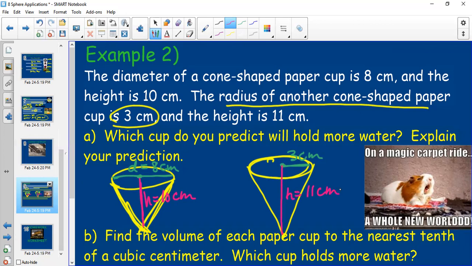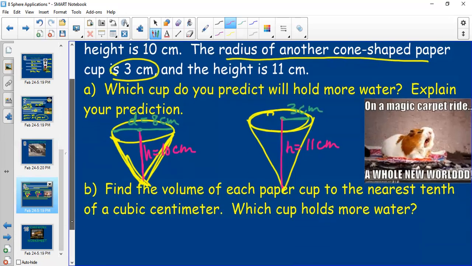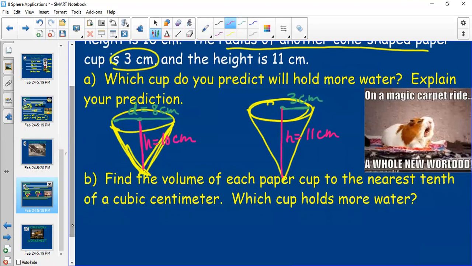Okay, so we've got our two cones. I want you to go ahead and pause here and answer question A. Which cup do you predict will hold more water? And why do you think that? So just kind of pause now, take a guess, and try to explain why you guessed that. All right, now that you've made your guess, let's actually find the volume of each of these. How much water can each one hold?